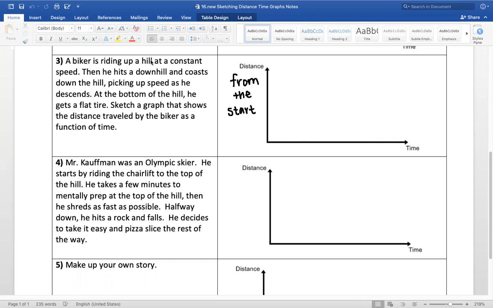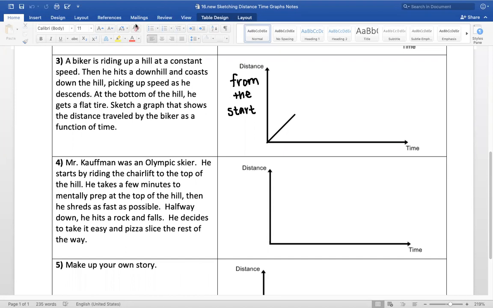It says it's riding up the hill at a constant speed. It can't look curved. Curved would mean that you start fast and slow down. So if I am riding up a hill at a constant speed, let's give this biker a little bit of credit. Maybe we'll give them a speed like this. They're going up the hill at a constant speed. And then it says, then he hits a downhill and coasts down the hill, picking up speed as he descends.